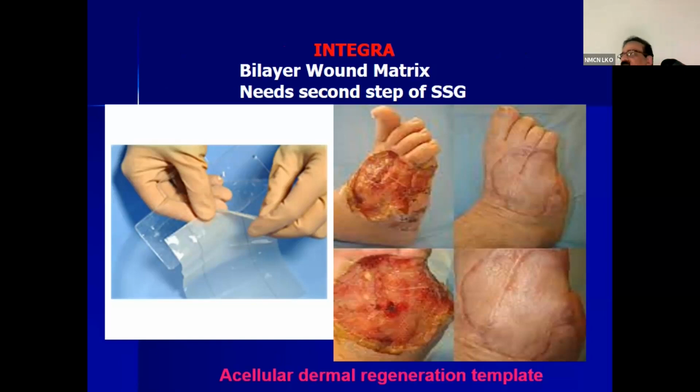But definitely for small wounds, you don't need the SSG to be put. And this is how, in the first sitting, the Integra is put. This is the tissue which has healed. Then subsequently, SSG is put, and this is the final healing of the wound.